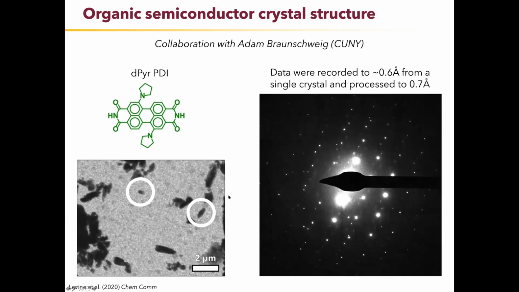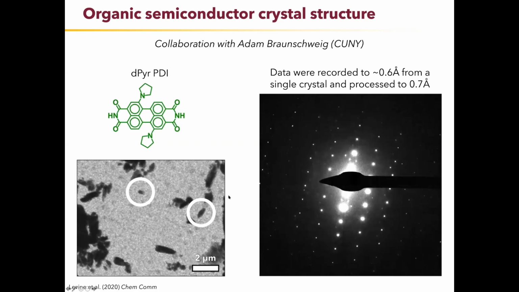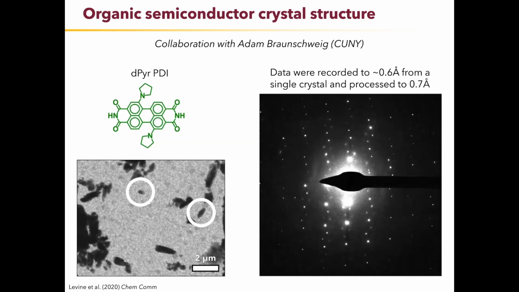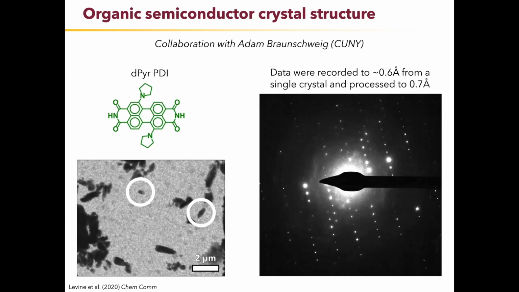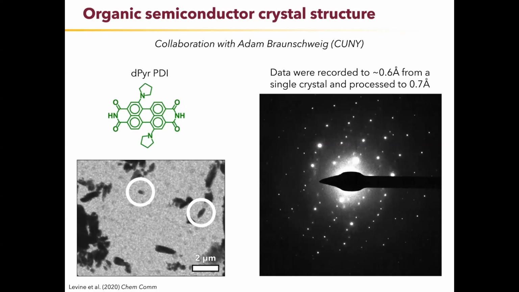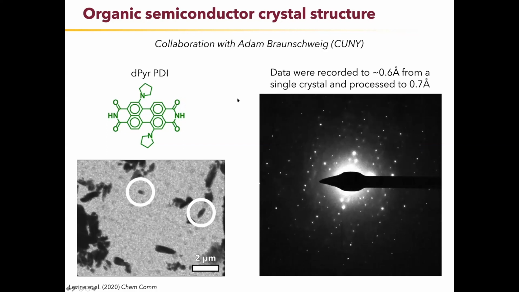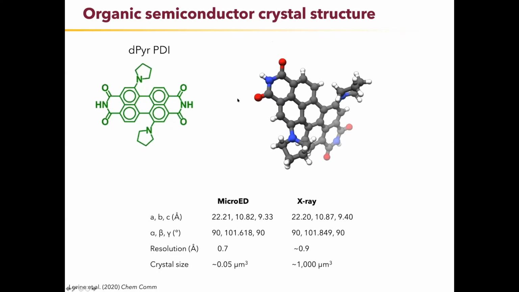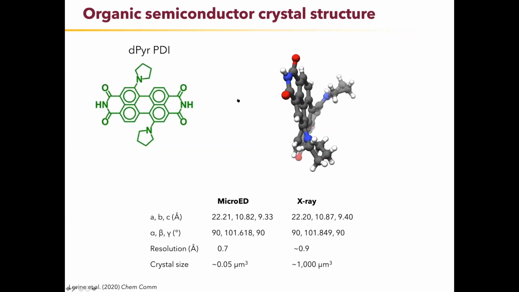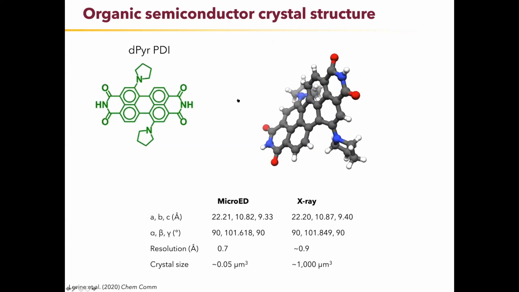The diffraction patterns are beautiful. We collected data to about 0.6 angstroms and ended up processing it to 0.7 angstroms. So really, really beautiful diffraction data, which then allowed us to solve the structure. Now, this structure was already known. This was sort of a test case for this project.